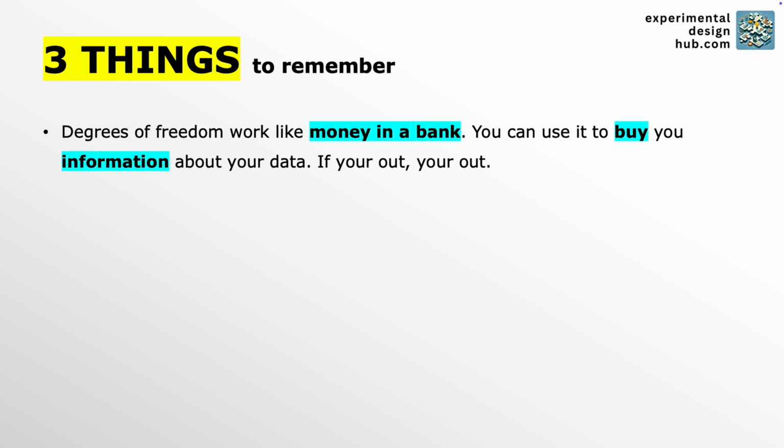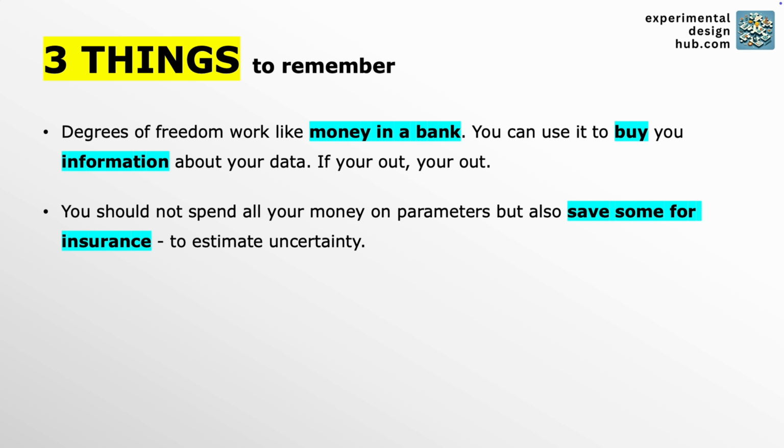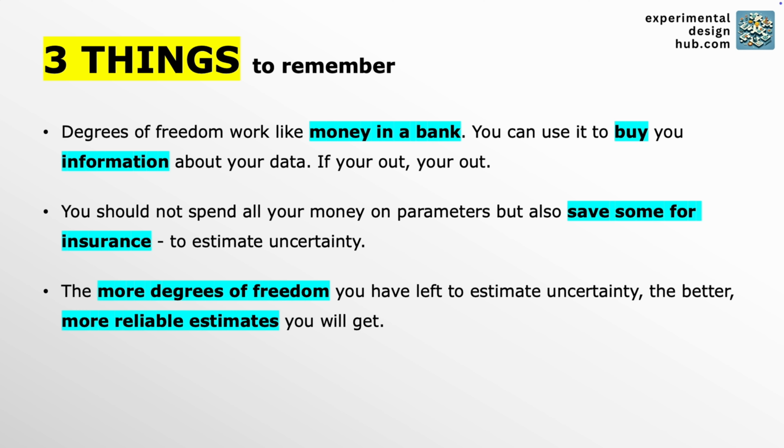Alright, here's a summary of everything in short. First, degrees of freedom work like money in a bank. You can use it to buy you information about your data. If you're out of money, you're out. You should not spend all your money on parameters, but also save some for insurance to estimate uncertainty. And the more degrees of freedom you have left to estimate uncertainty, the better, more reliable estimates you will get.